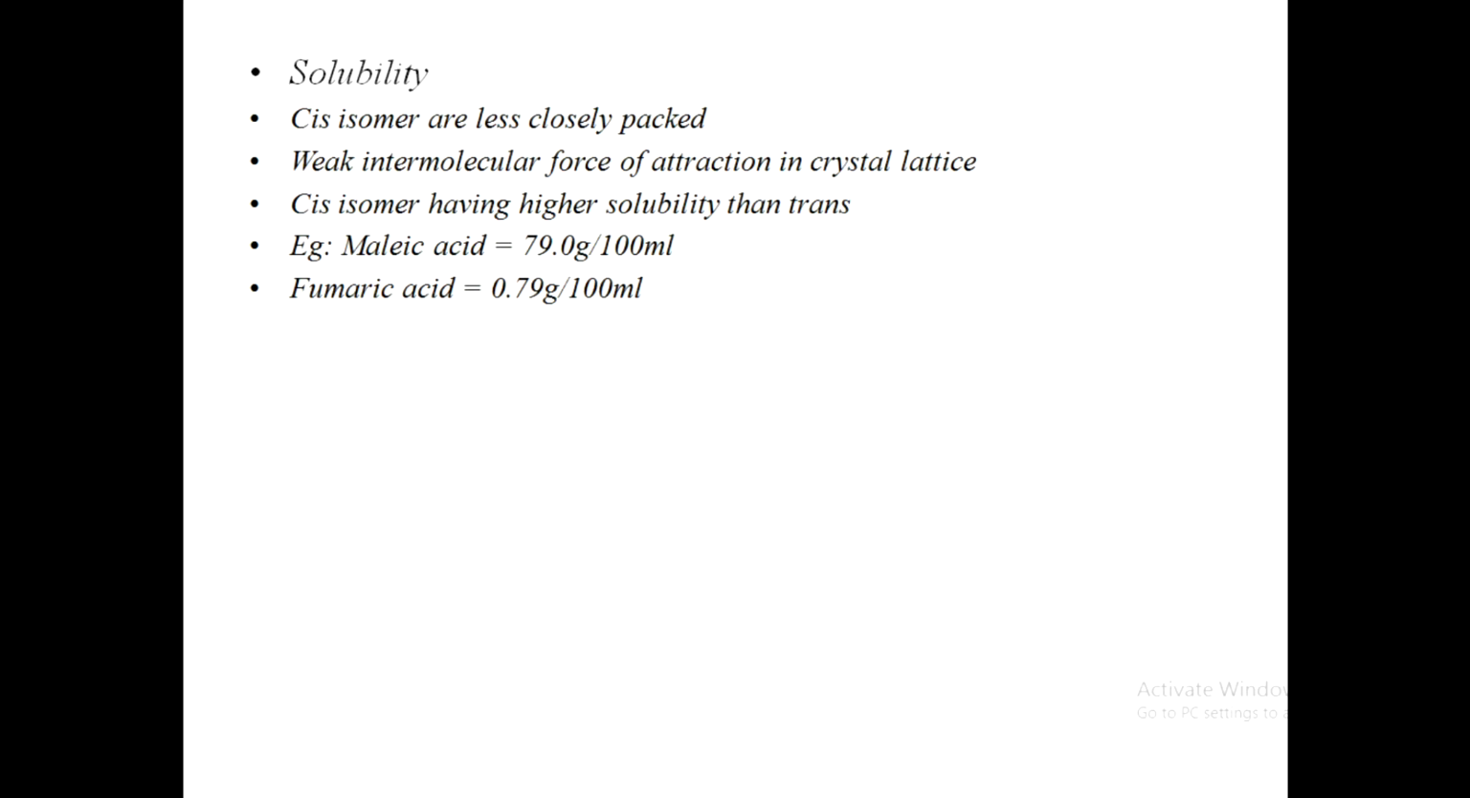Solubility. As we discussed above, the molecules of cis isomer are less closely packed compared with trans because they have weak intermolecular force of attraction in the crystal lattice. Therefore, cis isomer has higher solubility than the trans. So maleic acid is 79.0 gram per 100 ml, fumaric acid 0.79 gram per 100 ml.